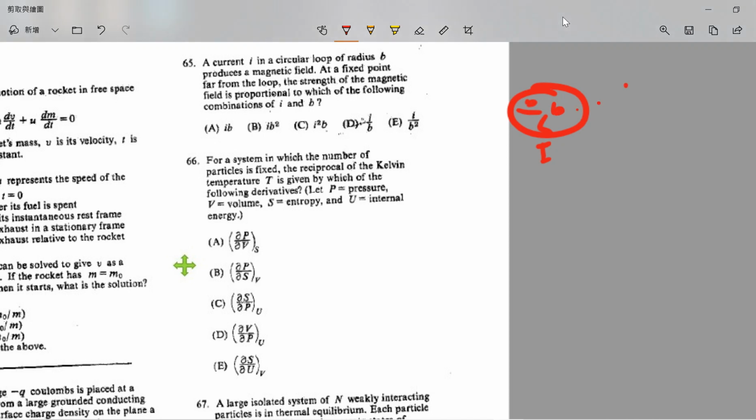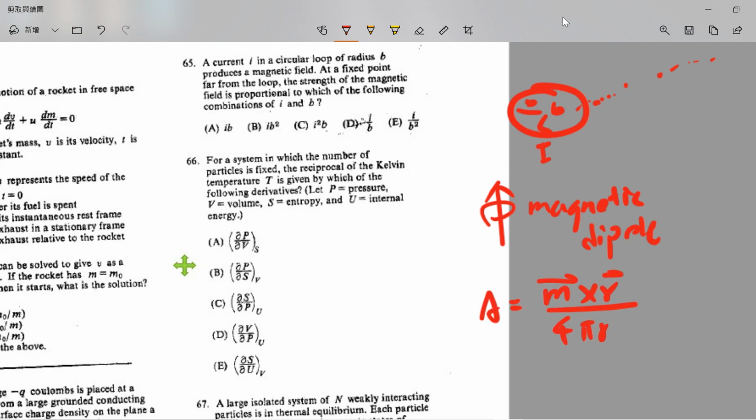I don't know. Usually you need to start from the Biot-Savart law. But remember that if you are very far from the loop, then you should know that the loop looks like a so-called magnetic dipole. So you should have this kind of form. Something like this. So this is the vector potential, mu naught times m cross r over 4 pi r cubed.